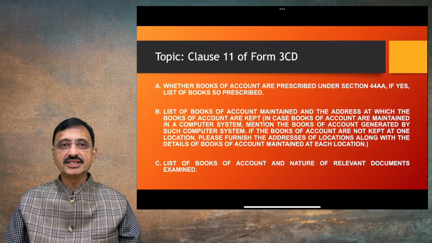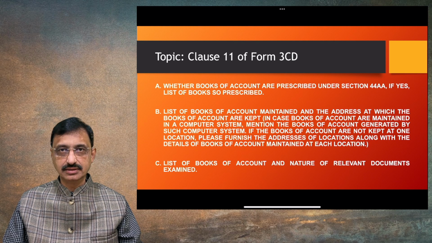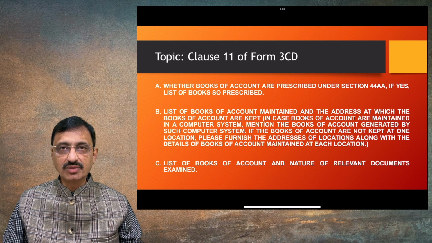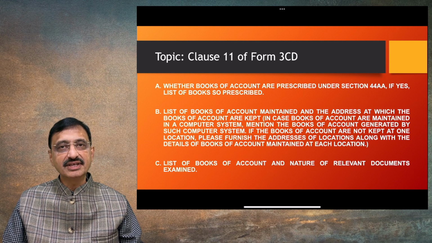The topic for this session is Clause 11 of Form 3CD. Clause 11 of Form 3CD requires the tax auditor to state whether books of accounts are prescribed under Section 44AA. If yes, list of books so prescribed.